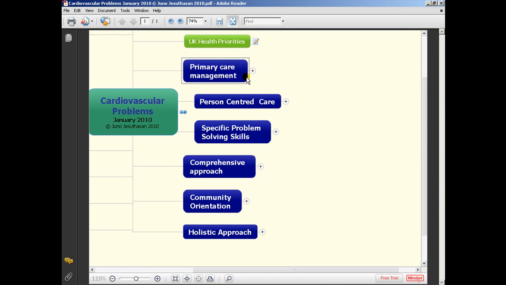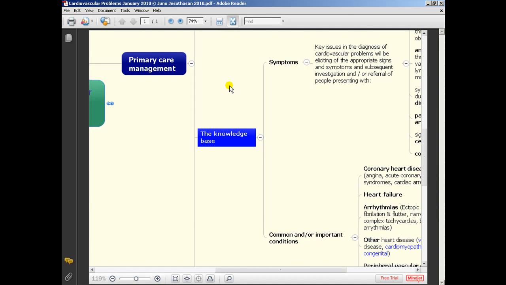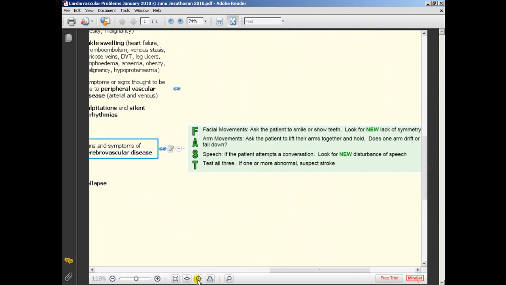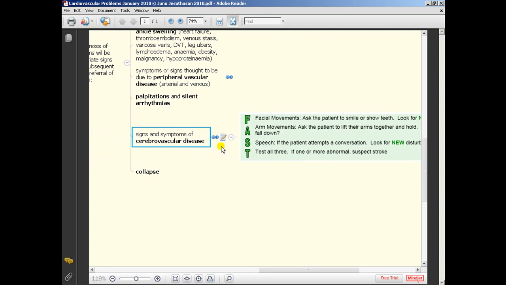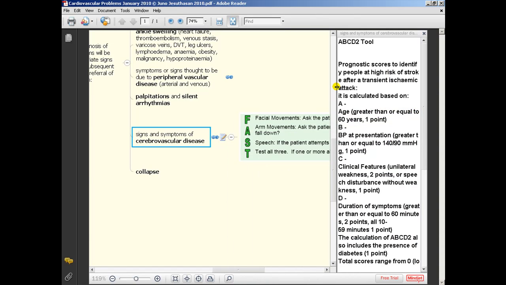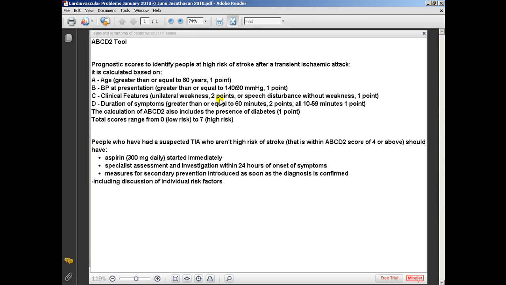Okay, let's look at something in the knowledge base. So click there and move across. And let's focus on signs and symptoms of cerebrovascular disease. And we've got here the FAST tool, facial, arm, speech, test, all through your time. And clicking here will actually give you the ABCD2 tool. Just remember, just click and drag that across. And this gives you the information you need regarding this particular important tool in TIAs and strokes.